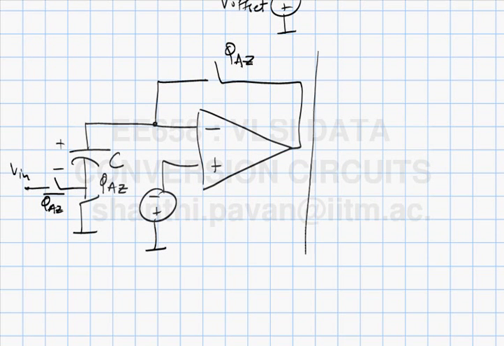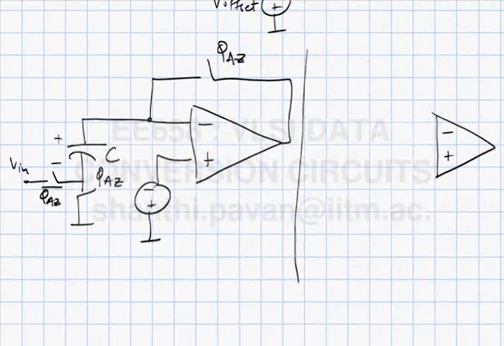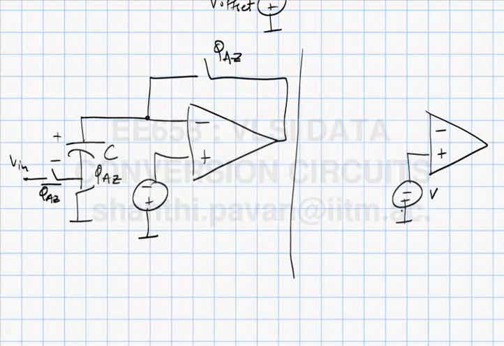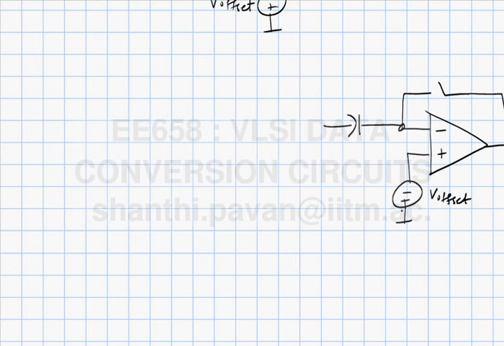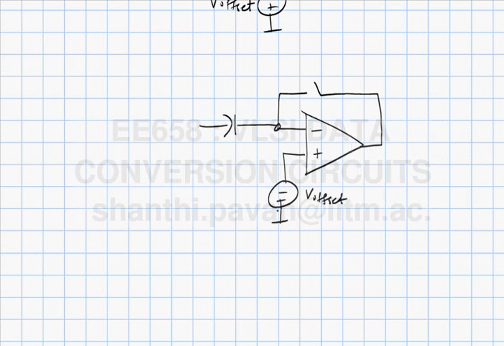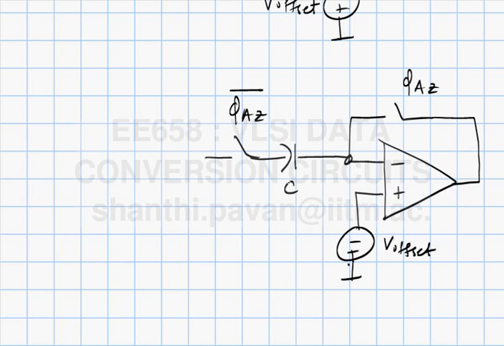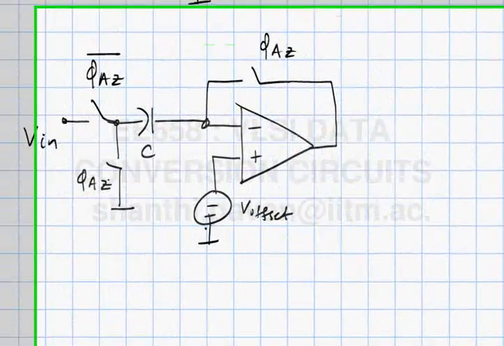Okay? So when I redraw this, this is phi AZ, this is phi AZ bar, this is C, this is Vn. What happens? This must be phi AZ. Does it make sense? Okay.